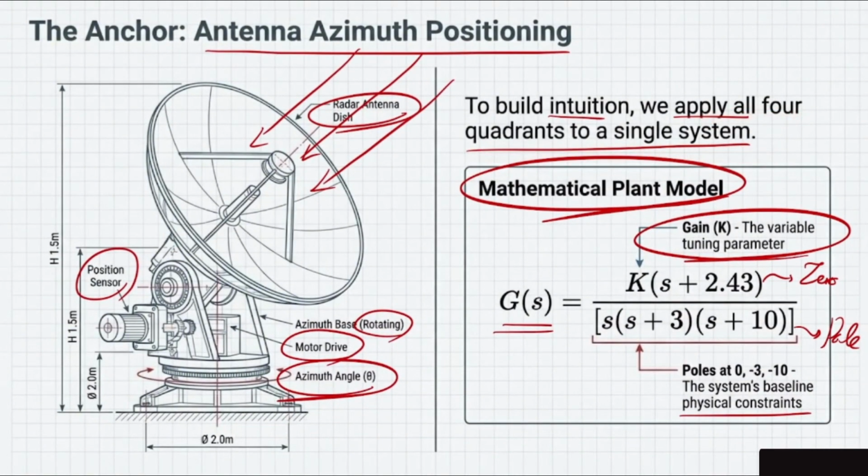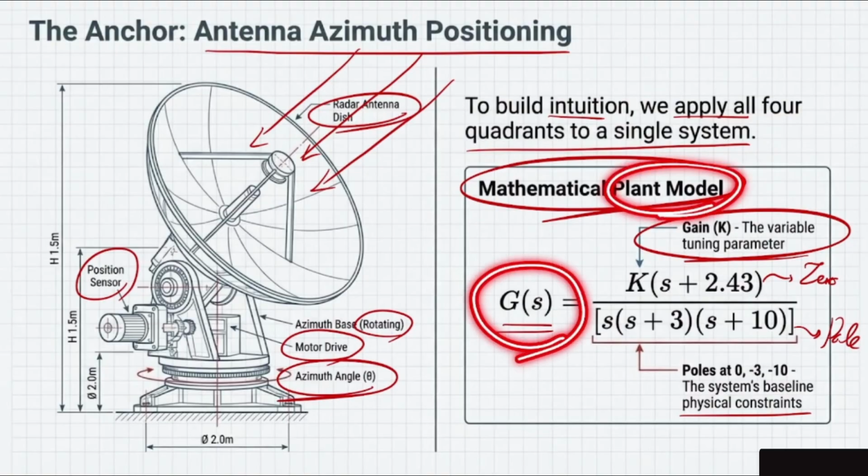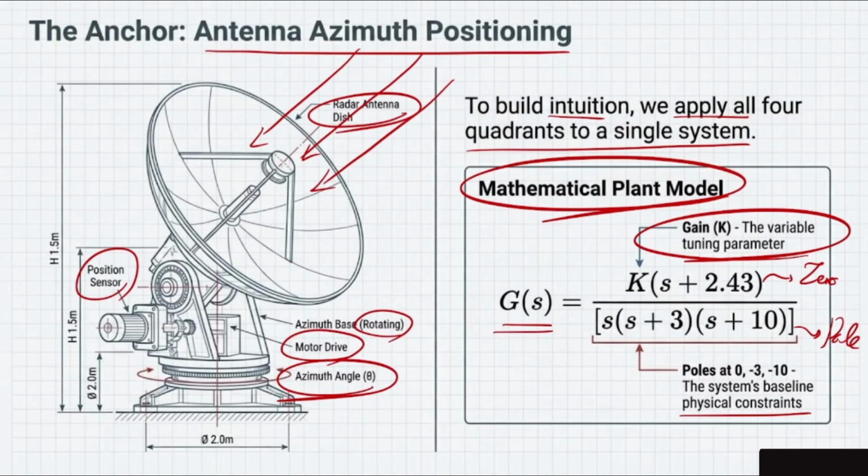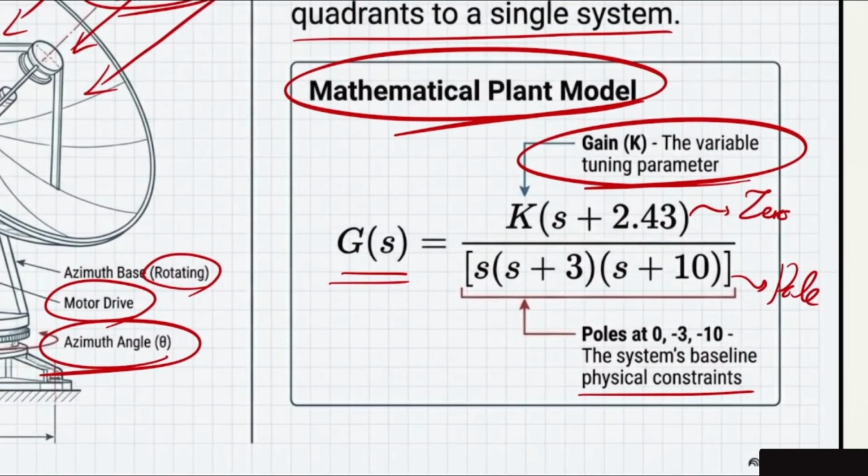Our single system, which we call the plant model, has this transfer function. Your transfer function means the output divided by the input based on the Laplace. So in Laplace, we have G(s) equals K times (s + 2.43) divided by s times (s + 3) times (s + 10).